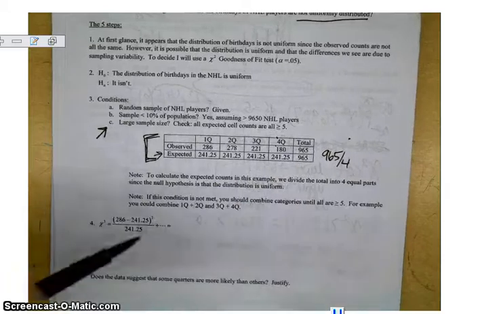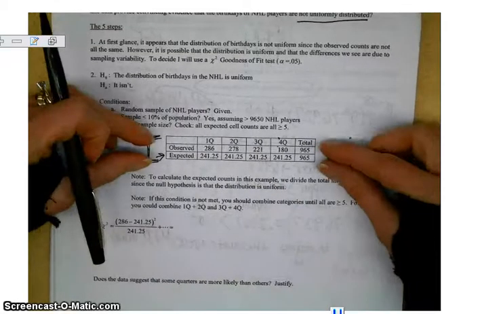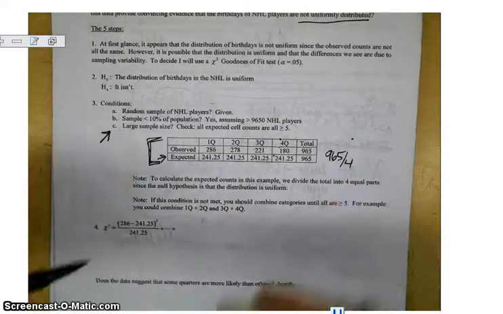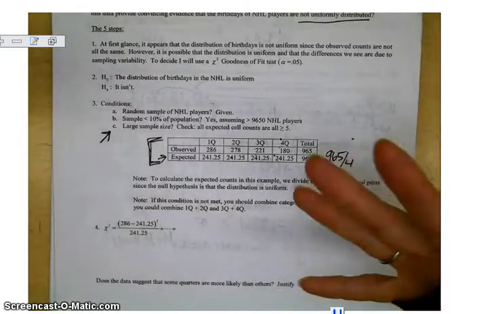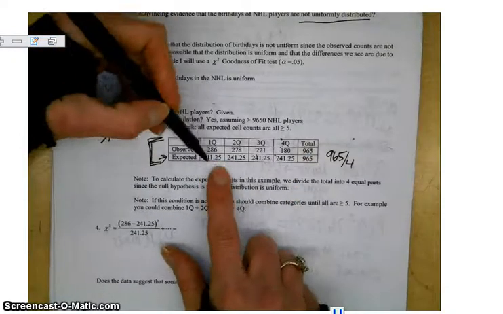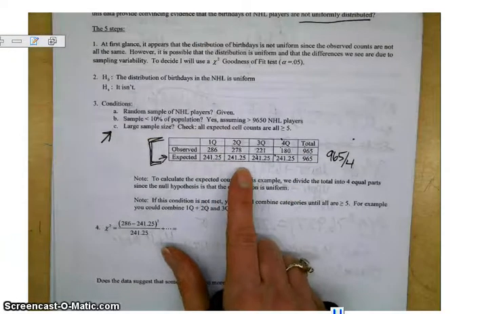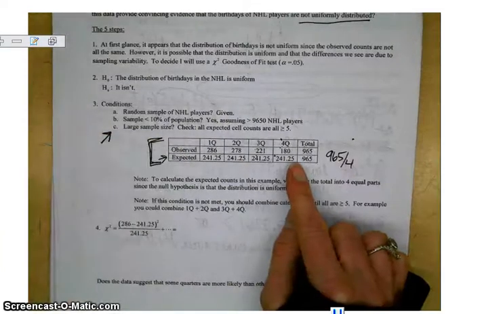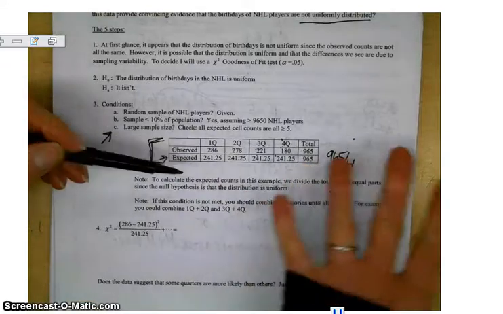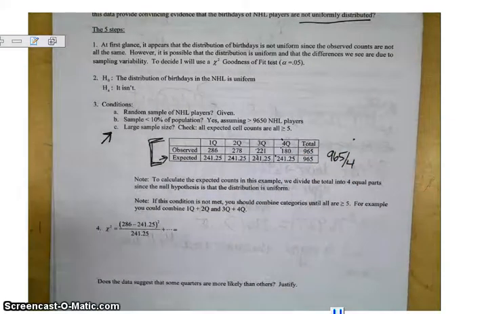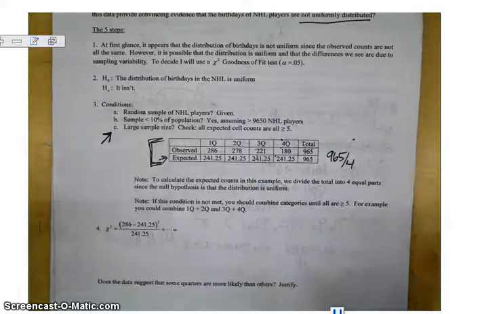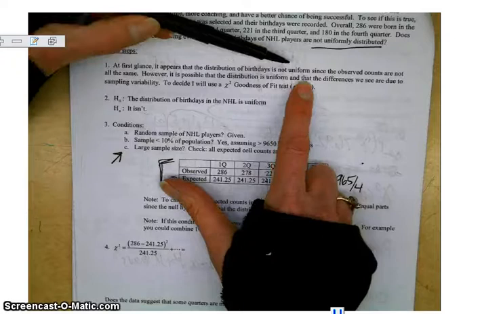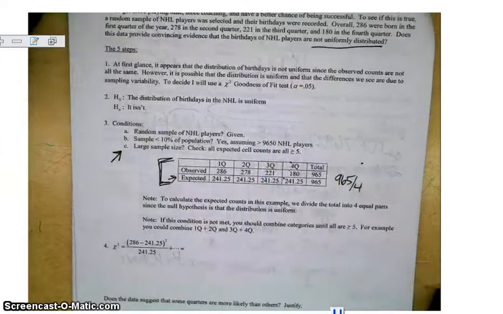The chi-square test is going to decide for us: are these differences from these values statistically significant? Are these values far enough away from here that we can say that they are not uniformly distributed? Or, you know, there's obviously going to be variation if you just take a sample, so are they close enough that we can't really say, I mean, they are uniformly distributed? So, anyways, we go up here. At first glance, it appears that the distribution of birthdays is not uniform since the observed counts are not all the same.